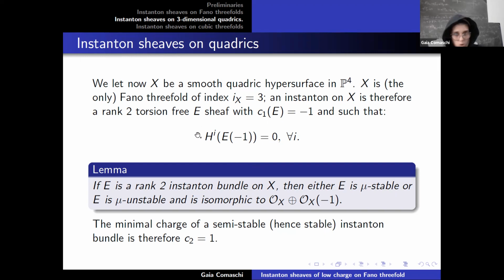So on X, we can prove that for instanton bundles, so locally free instantons of rank 2, either we have mu stability or we have mu non-stability, in which case E is the trivial bundle with first Chern class -1, that is simply the direct sum of the structure sheaf plus the structure sheaf twisted by -1. So in other words, the minimal charge of a semi-stable, therefore strictly stable, instanton bundle is c2 equal to 1.